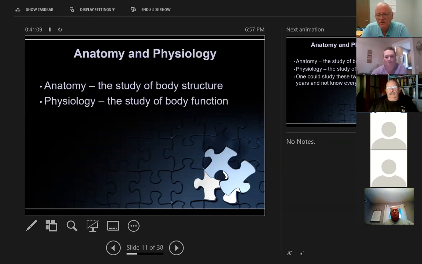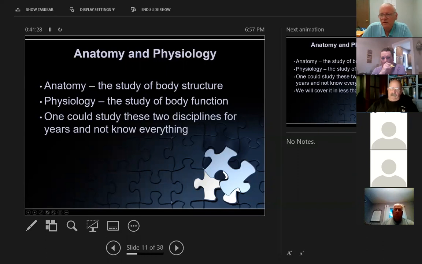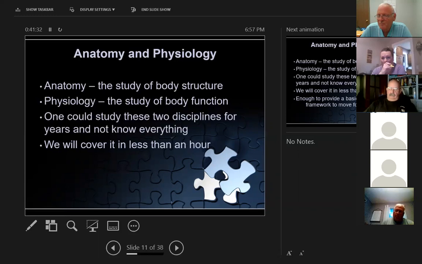Physiology is the study of how those nuts and bolts work together to function and how the different organ systems work together to function. Now, at the EMT level, we just get into some real basic stuff. There are people that study anatomy or physiology for years and still don't know everything, okay? We're going to cover it in a short amount of time because we're building a foundation. We have to start somewhere. And so we're going to hit highlights.